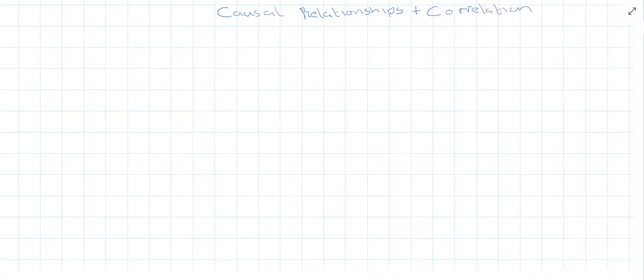Okay, so what I want to look at in this lesson is the idea of what are known as causal relationships and how that relates to correlation. So we have causal relationships and correlation. Okay, so let's just draw some graphs.